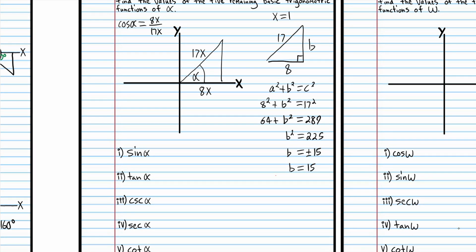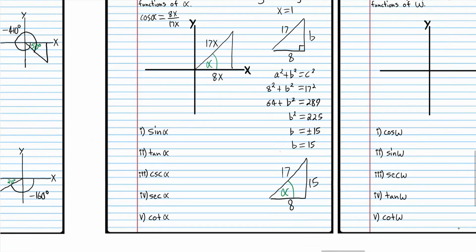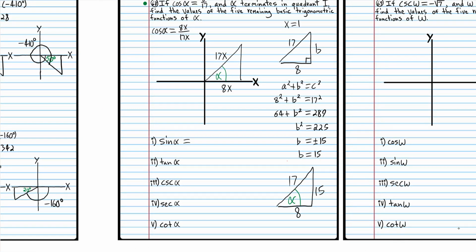And then we can draw our resulting triangle, and this is alpha. And remember, when you have a triangle in the first quadrant, the reference angle is the actual angle. So this side is 17, this side is 8, and this side is positive 15. So now we can calculate our trigonometric values. Sine is the opposite side of the green reference angle over the hypotenuse. Tangent is the opposite side of the green reference angle over the adjacent side. Cosecant is the hypotenuse over the opposite side. And secant is the hypotenuse over the adjacent side of the reference angle. And cotangent alpha is the adjacent side over the opposite side of the reference angle.